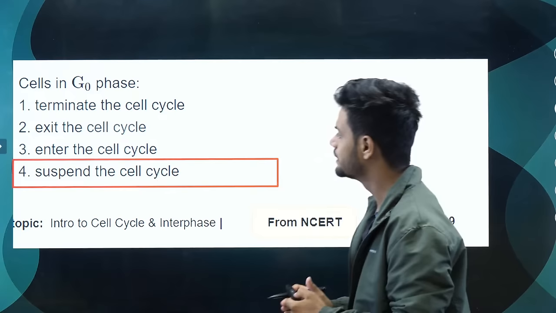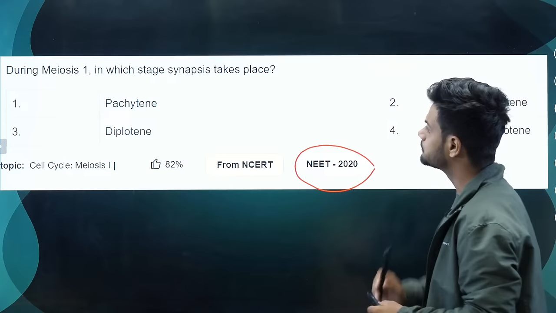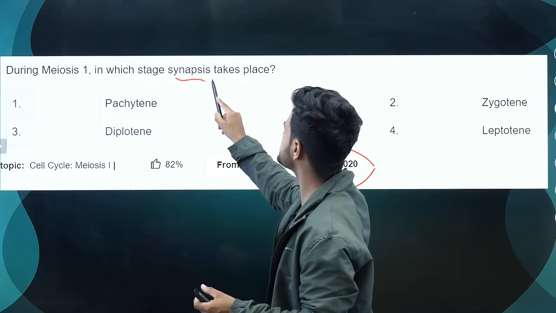Question from your NEET 2020. During meiosis 1, at which stage does synapsis take place? The formation of synapsis happens at which phase?